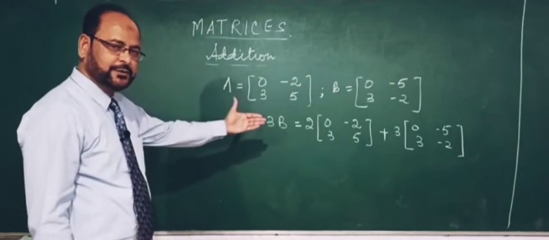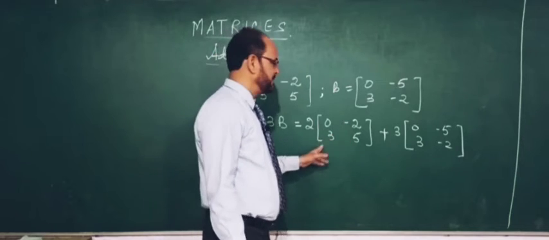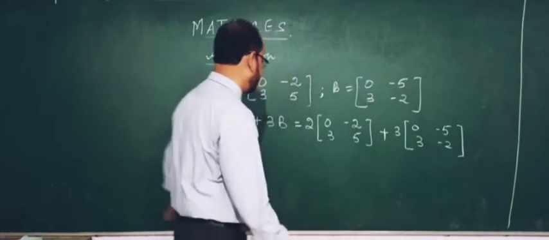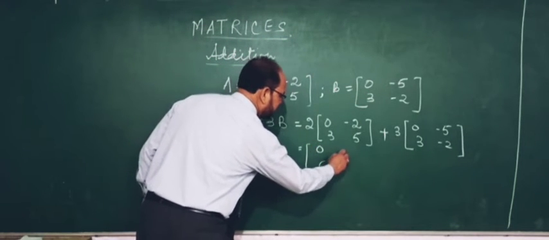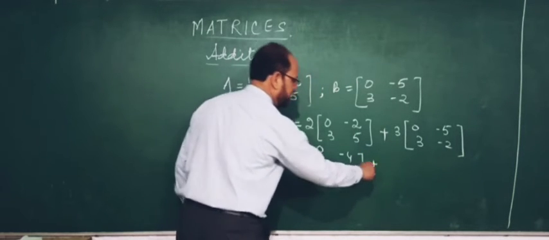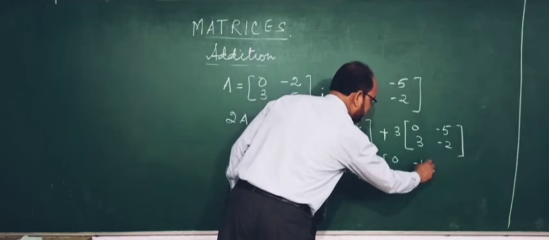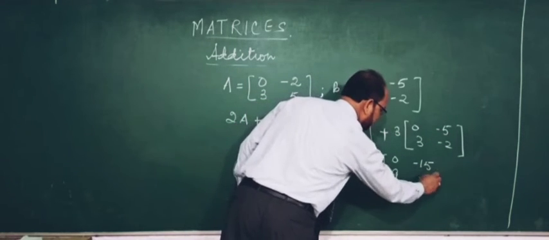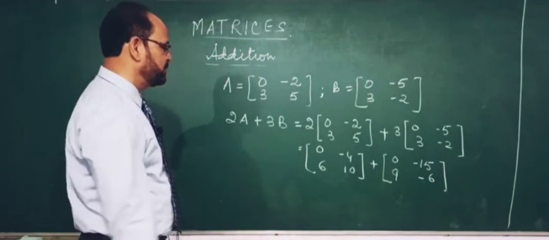Now what you will do? You will multiply 2 in each and every element of this matrix. Here you will multiply 3 in each and every element of this matrix. So it will be 2 zeros are 0, 2 3s are 6, 2 2s are negative 4, 2 5s are 10. You will put plus sign and you will multiply here. 3 zeros are 0, 3 5s are negative 15, 3 3s are 9, 3 and negative 2 product will be negative 6. And you will simply add these two matrices.